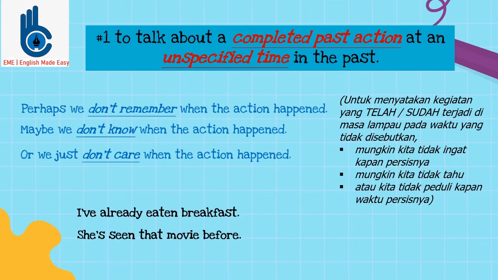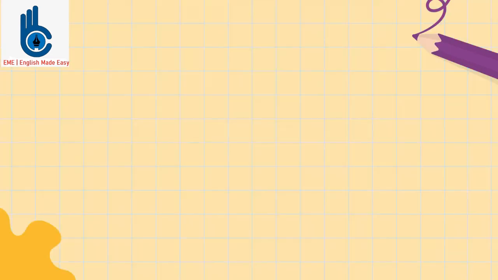Aku sudah sarapan. She's seen that movie before. Dia sudah nonton film itu. Do you know when did it happen? Dari kedua contoh kalimat ini tidak disebutkan secara spesifik kapan kejadian tersebut terjadi. Yang jelas, kita hanya ingin mengatakan bahwa sudah terlaksana atau sudah terjadi. So, kita menggunakan present perfect.